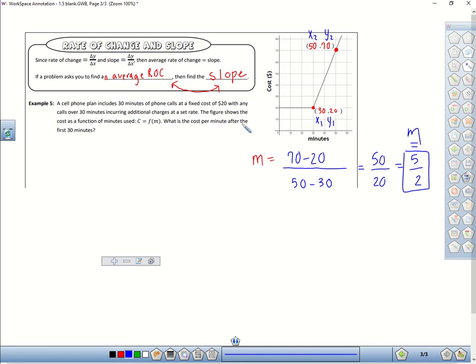So what is the cost per minute after the first 30 minutes? Well, we can write a function that represents that, and m is the variable here instead of x, so the function is going to be f of m is equal to, now I know that the $20 is the fixed cost, and we're going to call this our y-intercept. Okay, that's a fixed cost. So remember, we don't incur any fees additionally until our x value is over 30.